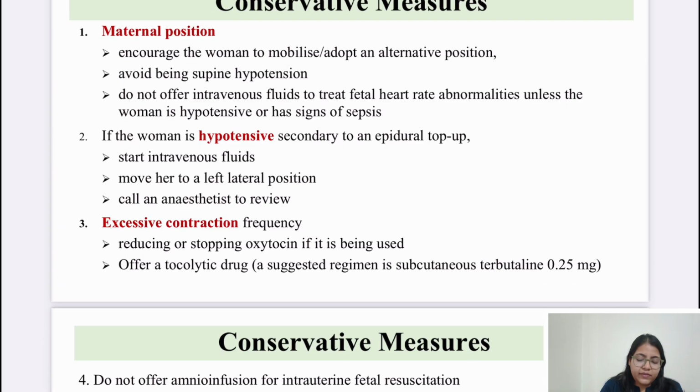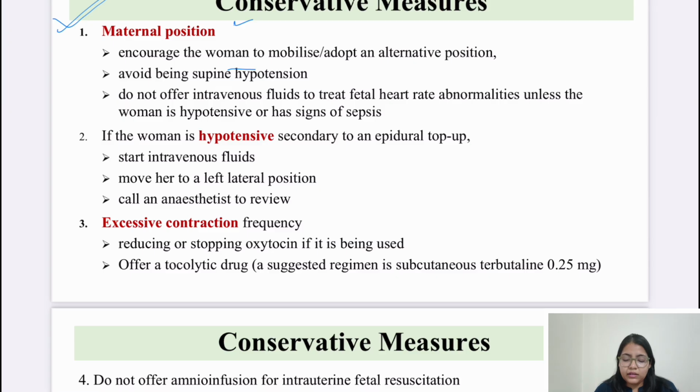All these are the conservative measures which you have to take, which I had been talking about in the CTG categories. Maternal position. So if a mother is lying supine, you have to tell her she cannot be lying like that. That may cause supine hypotension and all. So encourage the mother to mobilize or take an alternate position, left lateral position. And do not offer intravenous fluid if the mother is not hypotensive.